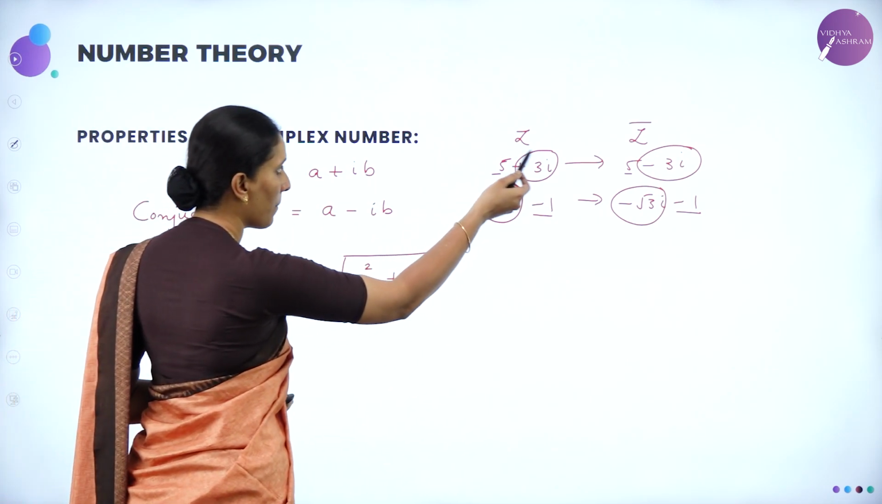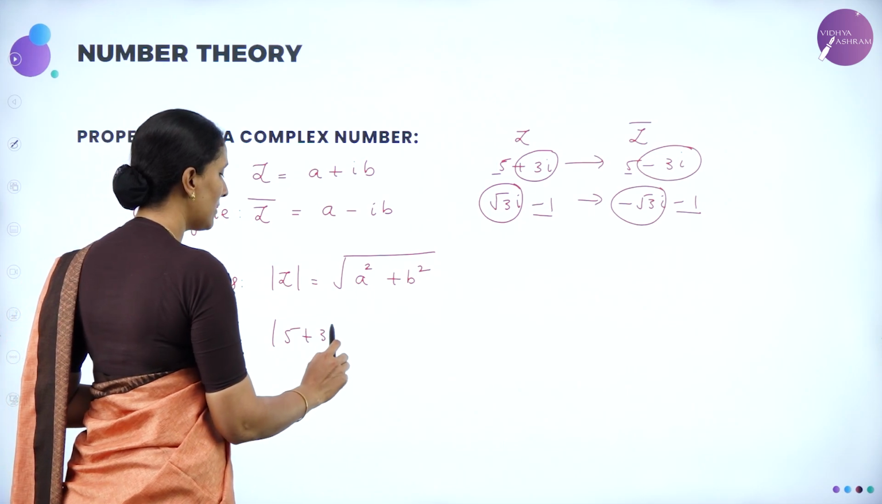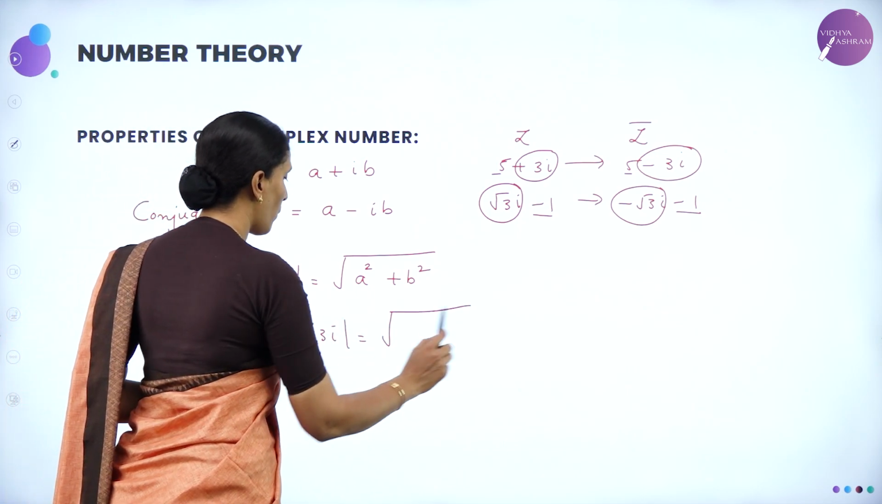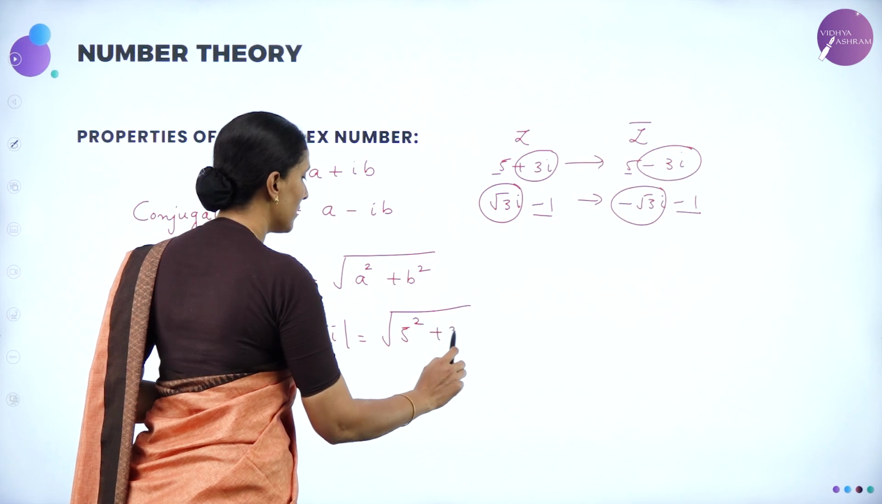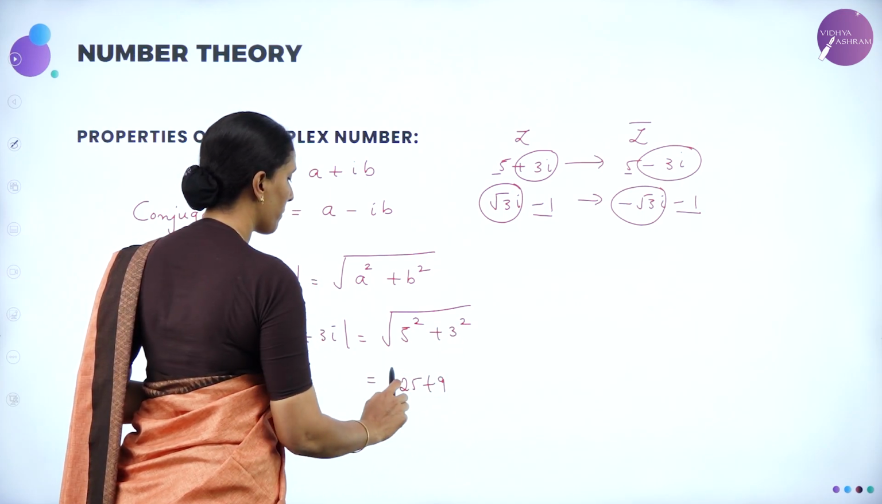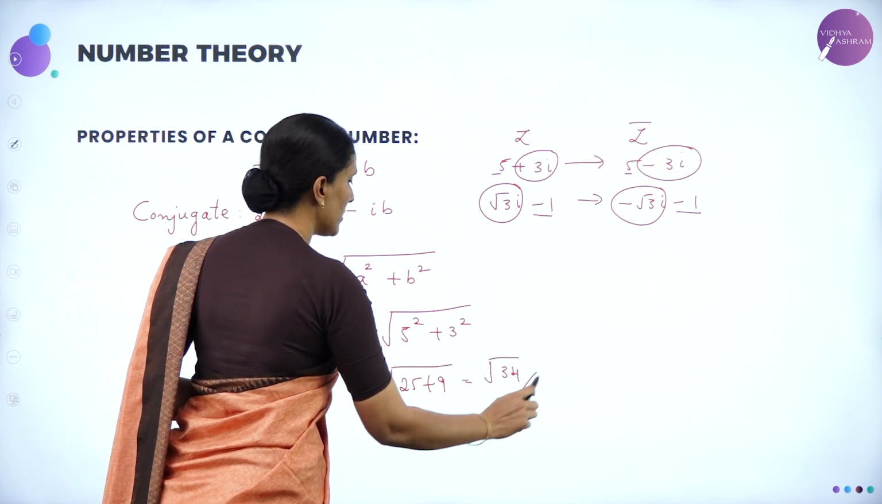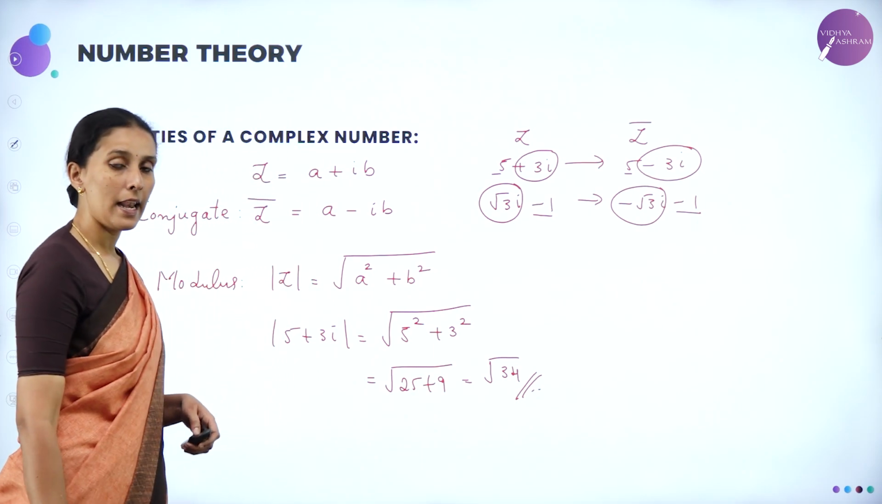If I take an example of 5 plus 3i, then the modulus of 5 plus 3i is nothing but the square root of 5 square plus 3 square, which is 25 plus 9, which is equal to root 34. So this is the modulus of the complex number.